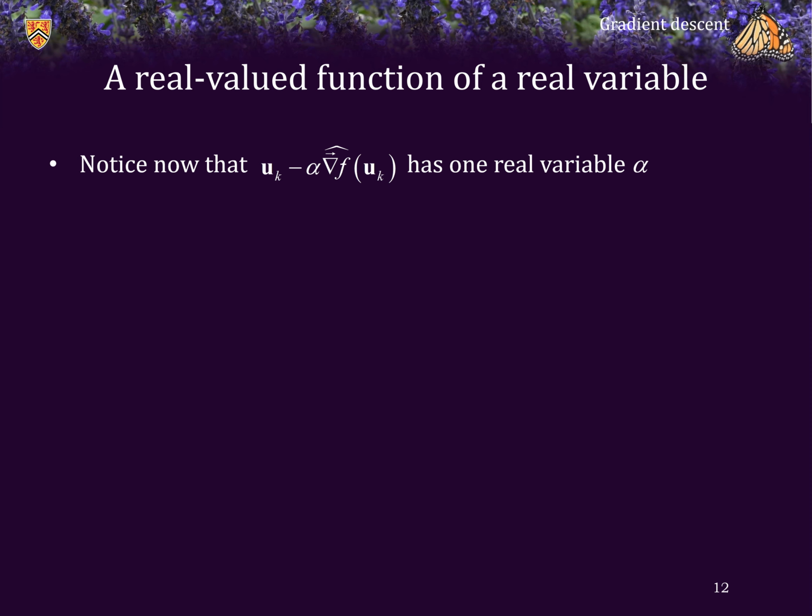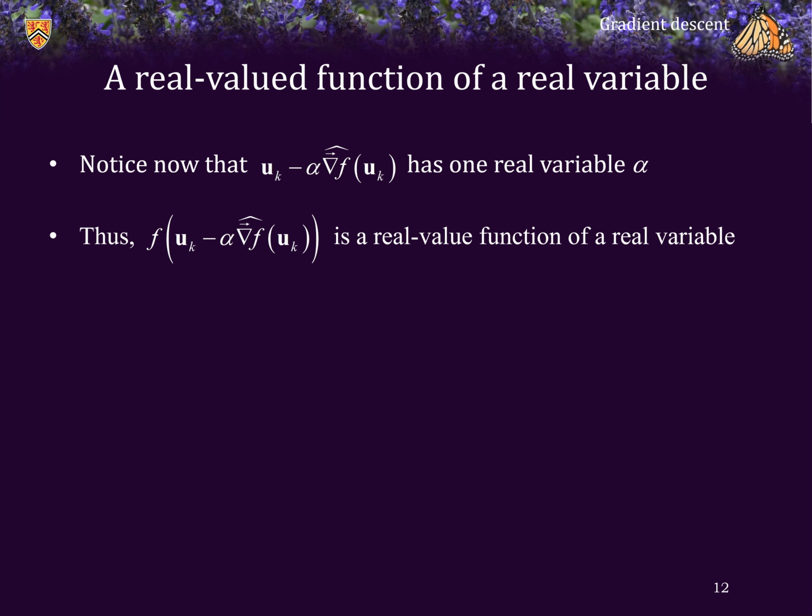All right, now notice that from the previous slide we saw that u sub k minus alpha times the normalized gradient essentially defines a line in R^n. There's only one real variable, alpha. Consequently, if we evaluate the function at points on this line, this simply becomes a real valued function of a real variable. And you'll remember we just spent a number of topics looking at different ways of approximating minima of a real valued function of a real variable.